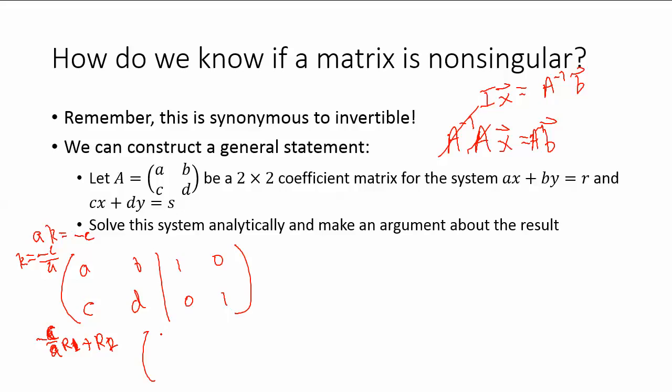And so when I do that, the first row stays the same. And the second row now becomes, well, negative c over a times a is negative c. Negative c plus c is 0. Negative c over a times b is negative cb over a. Negative cb over a. And then what I need to do is go ahead and add that.